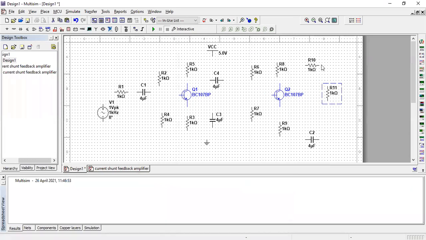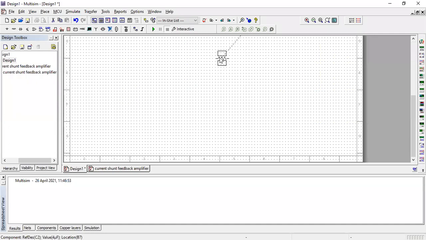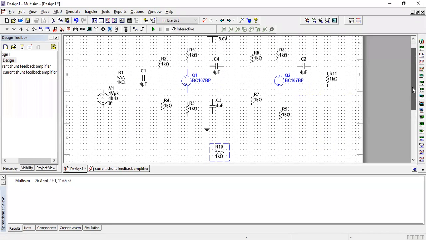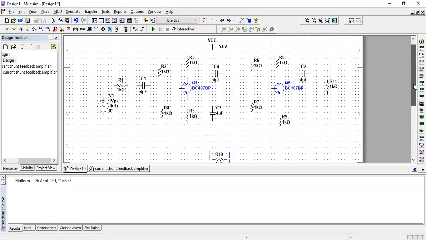So 90 degrees. And I need one bypass capacitor here. I'll place the bypass capacitor. And I need the resistors to be connected in feedback. So I'll keep the resistor. So I'll arrange everything, but I need to keep the values of that resistance.